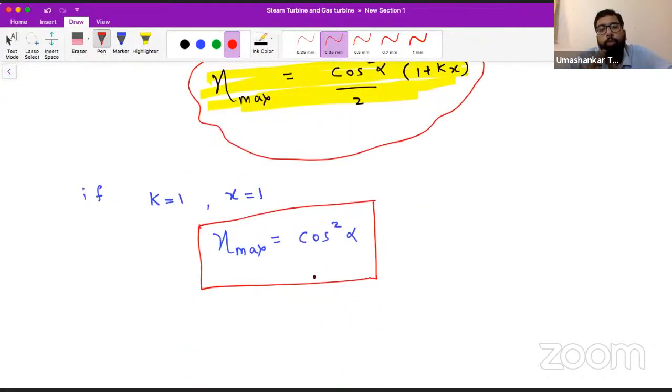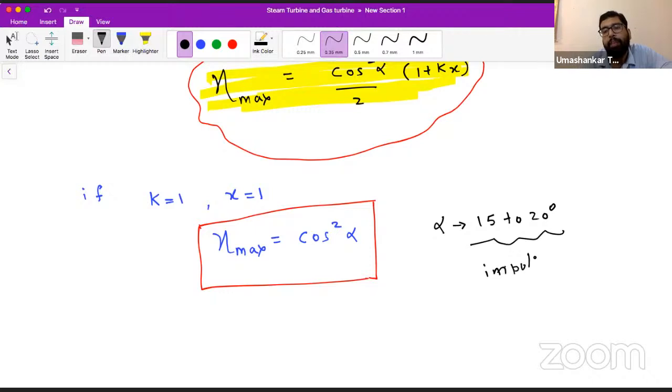nozzle inlet angle only. Okay, so by seeing this, someone may say, sir, why not we put alpha equal to 0? If you put alpha equal to 0, there won't be any flow. So this alpha is generally kept between 15 to 20 degrees for impulse turbine. If somebody sees this relation, they may say, sir, efficiency will be 100% if we put alpha equal to 0, as we all know cos 0 is 1. But if you put alpha equal to 0, there will be no flow, so it has no meaning. So in impulse turbine, we mostly use the value of nozzle angle equal to 15 to 20 degrees.